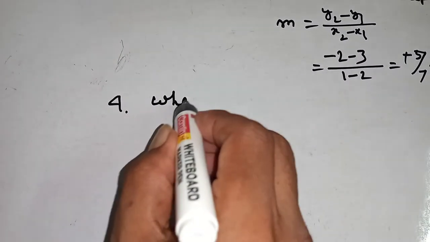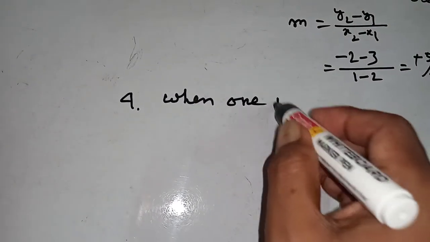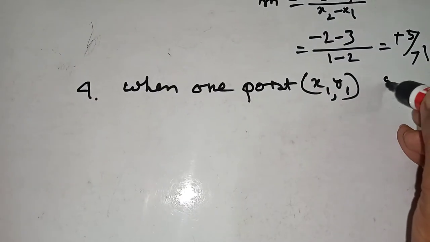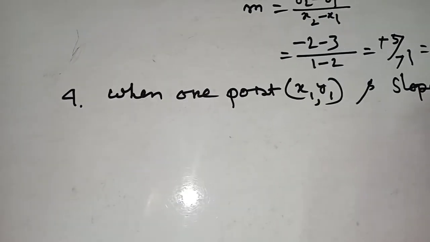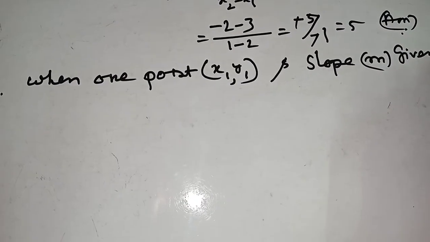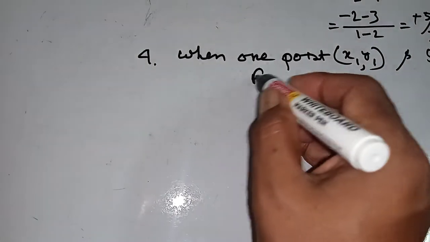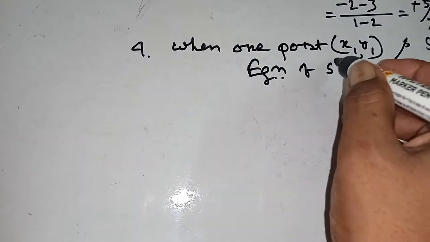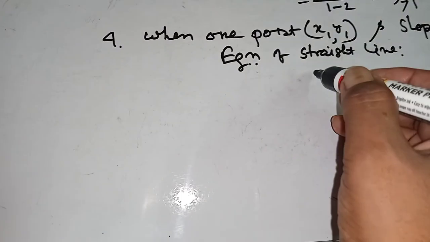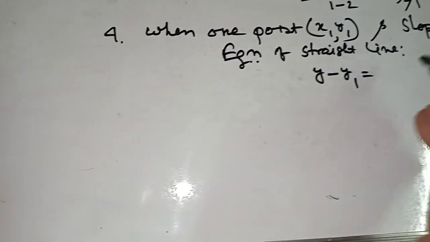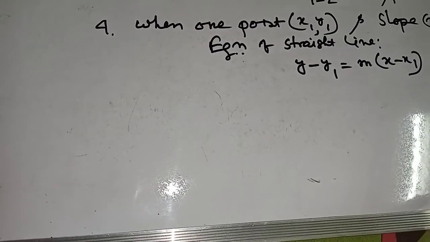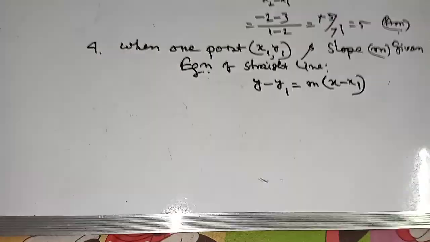When one point x1 y1 and slope m are given, then equation of straight line, formula is y minus y1 equal to m bracket x minus x1. This is the formula, y minus y1 equal to m into x minus x1.